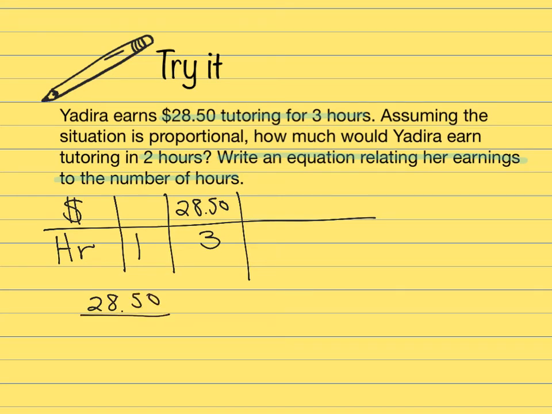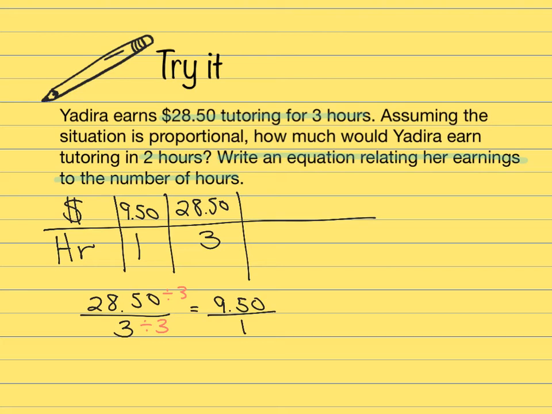If we write our ratio as a fraction, we can divide that fraction. If we were to write all of our steps, we are dividing by the greatest common factor. And 28.50 divided by 3 equals 9.5, or $9.50. And 3 divided by 3 equals 1. So we have found our unit rate, that she makes $9.50 every hour.